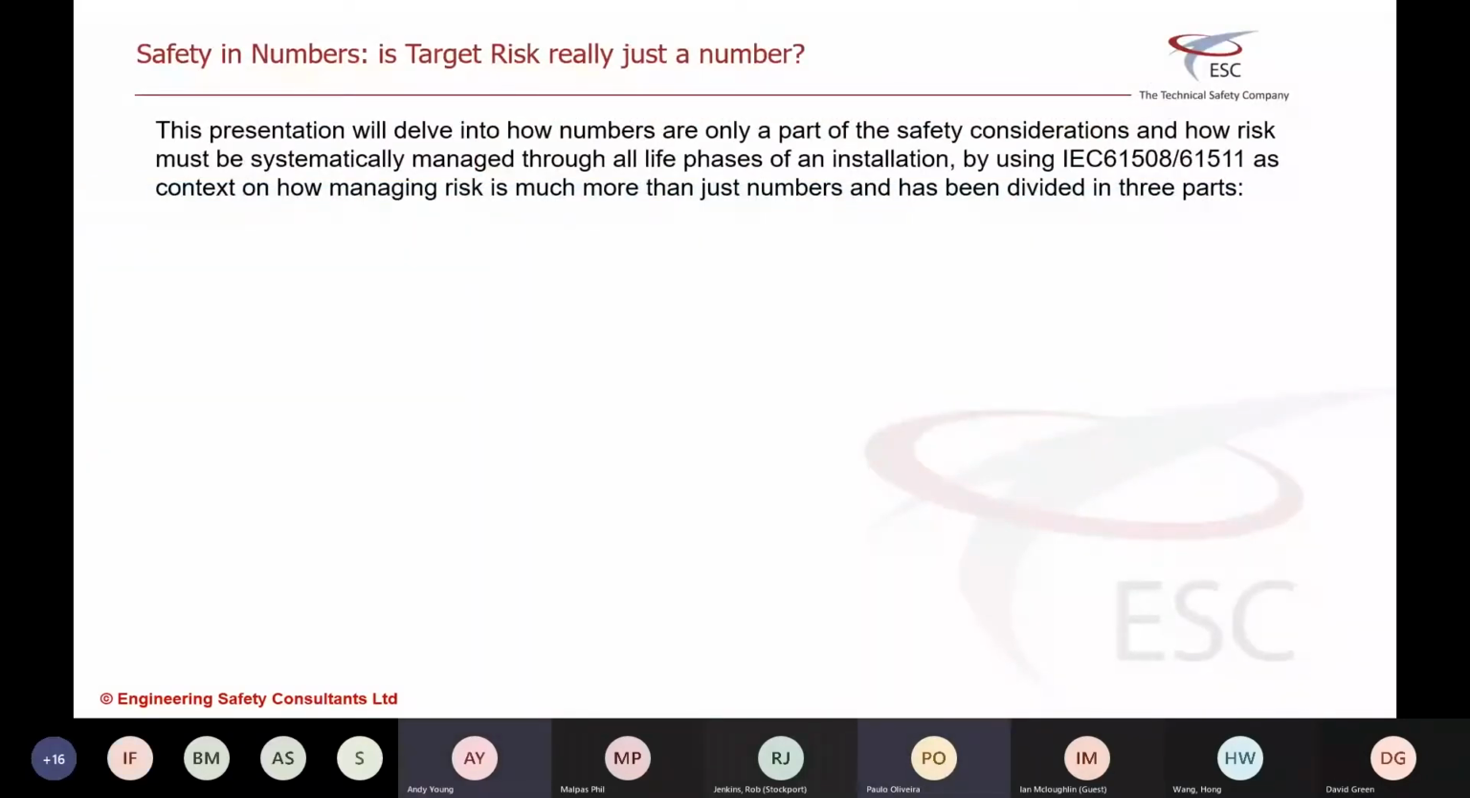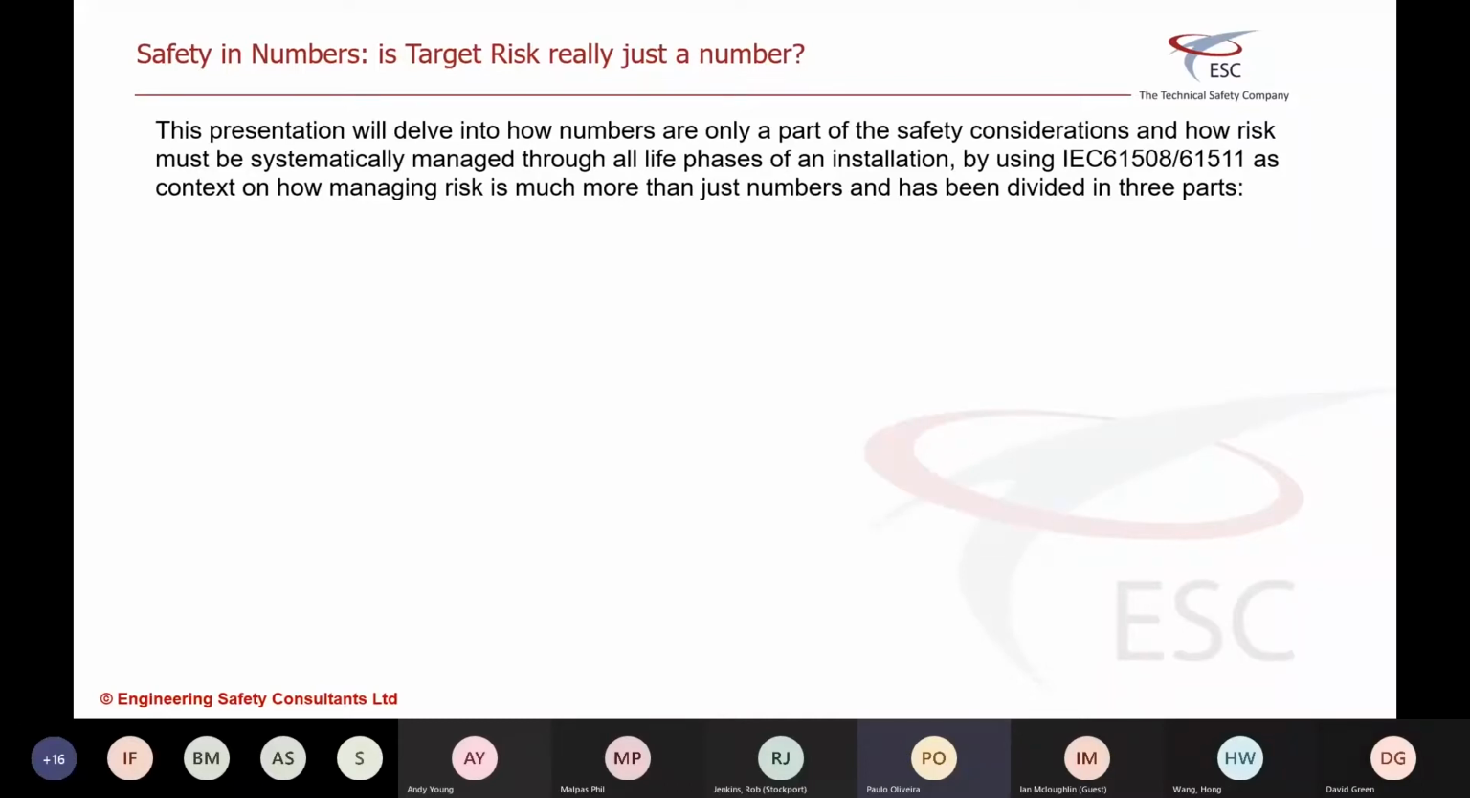So we're going to try and discuss how numbers are just a part of safety considerations, and systemically managing risk through the life cycle of an asset, an installation, or a safety system using the relevant standards, the 61508 to 61511, is much more than just the numbers.